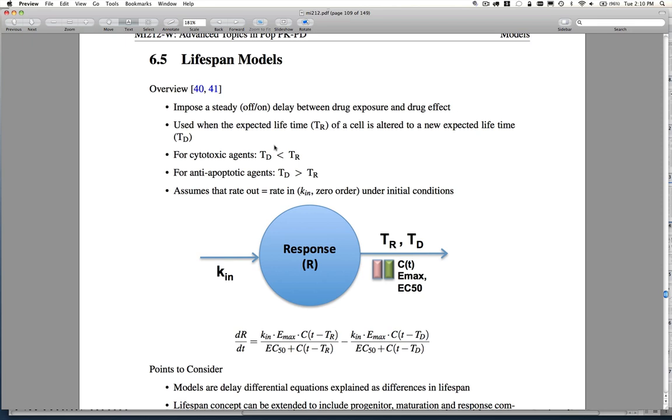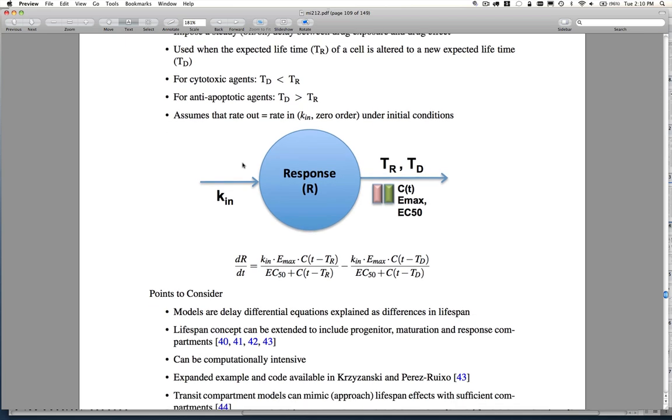It's no small task to actually get one of these things into a program like NONMEM, because there's no direct way of writing delayed differential equations within NONMEM. It can be done. The code is available within reference 43 here. I didn't copy it directly back into the notes because it is available within the reference. And I'll stress it, it's extremely difficult to write one of these models within NONMEM.